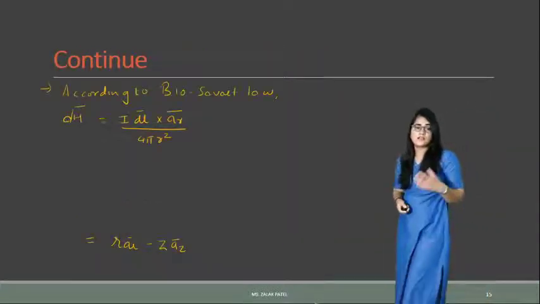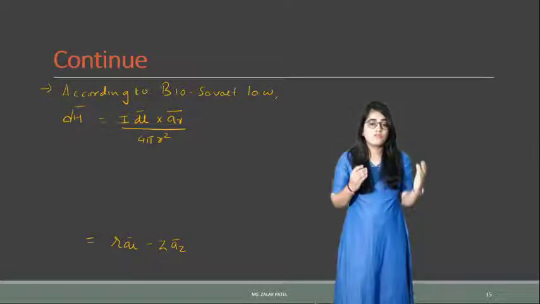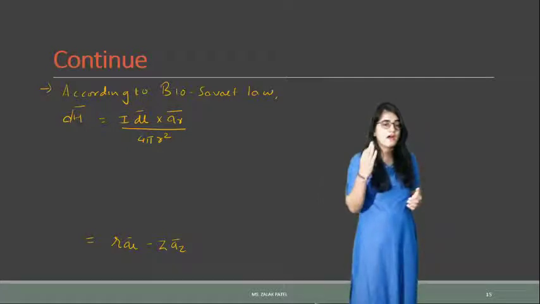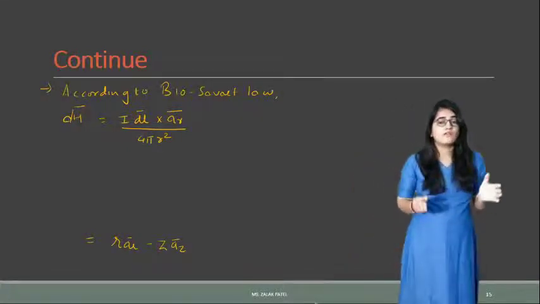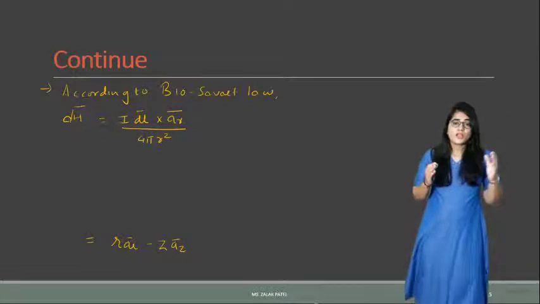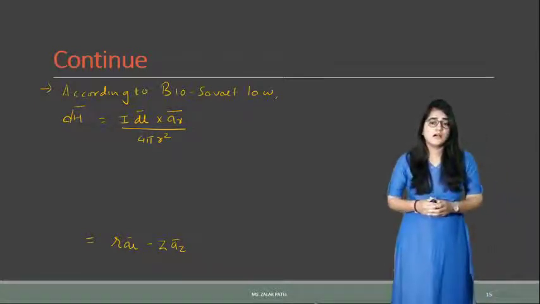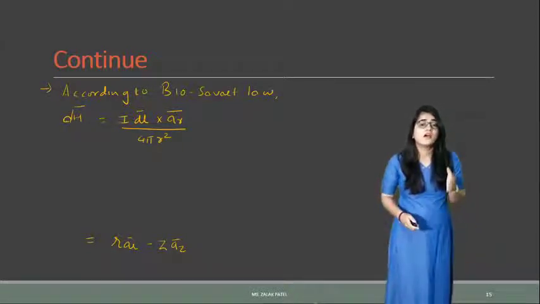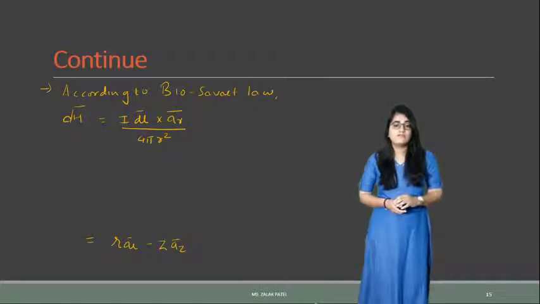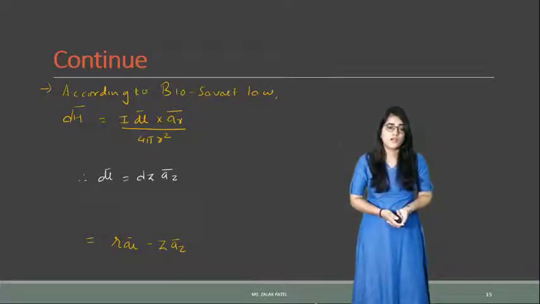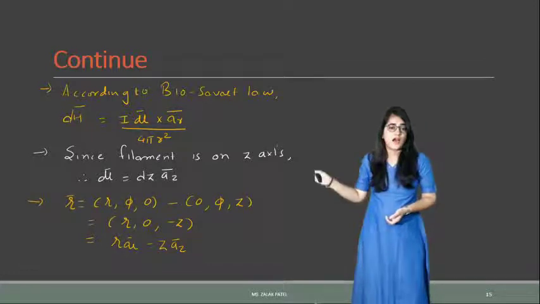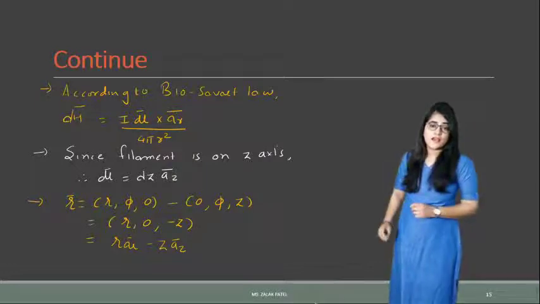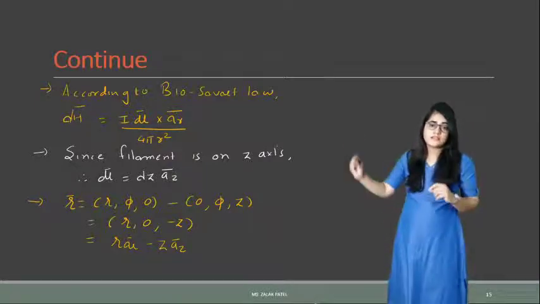So we can now find the distance and apply the Biot-Savart law. First, the equation of the Biot-Savart law is I dl bar cross a_R upon 4 pi R square, which we have already discussed in the last lecture. Now we have to put the values in this equation. The first thing is to find the distance. The distance is the point where you require the field intensity minus the point where the charge is located. So it will be r, phi, 0 minus 0, phi, z. Because it is a cylindrical system, it is r a_r minus z a_z.